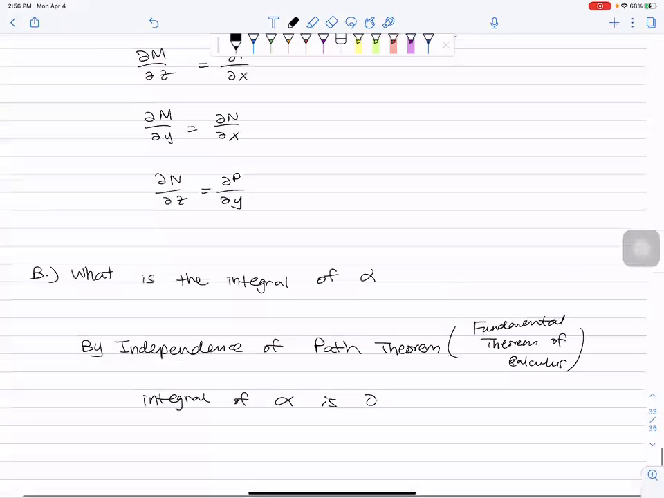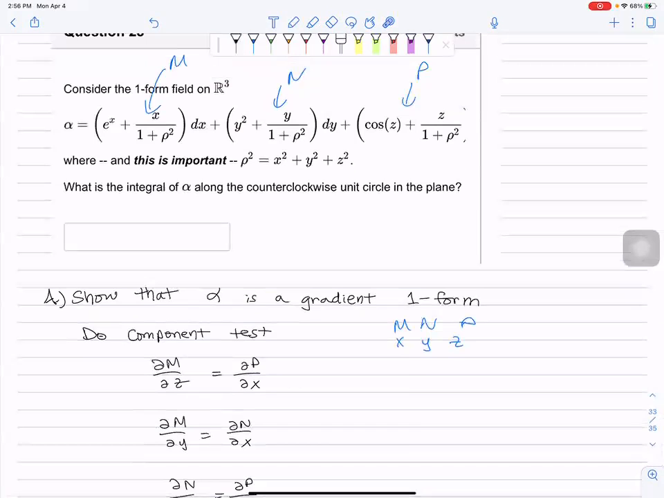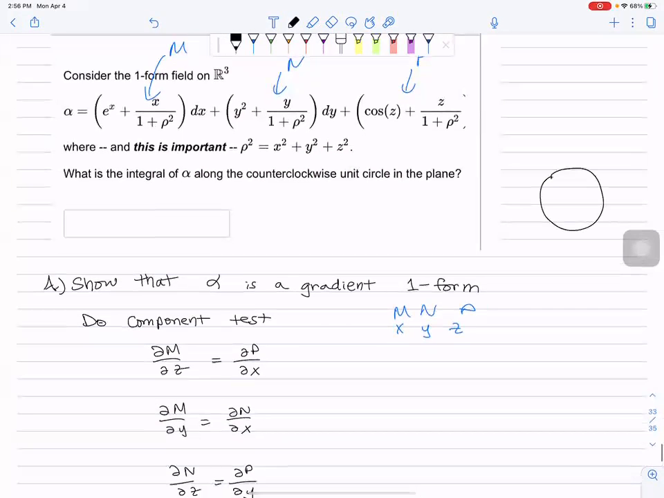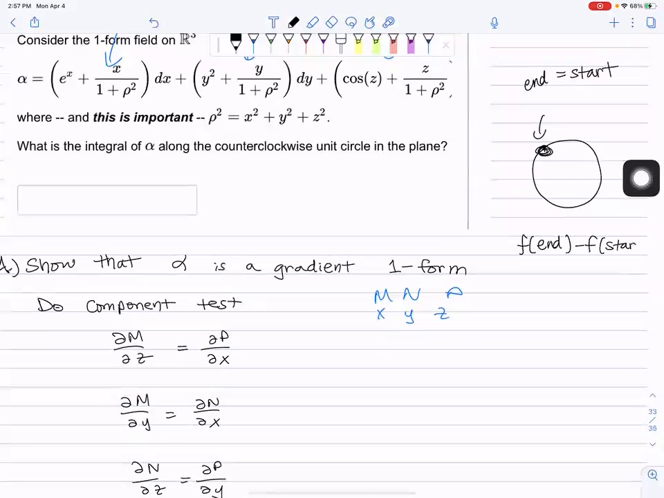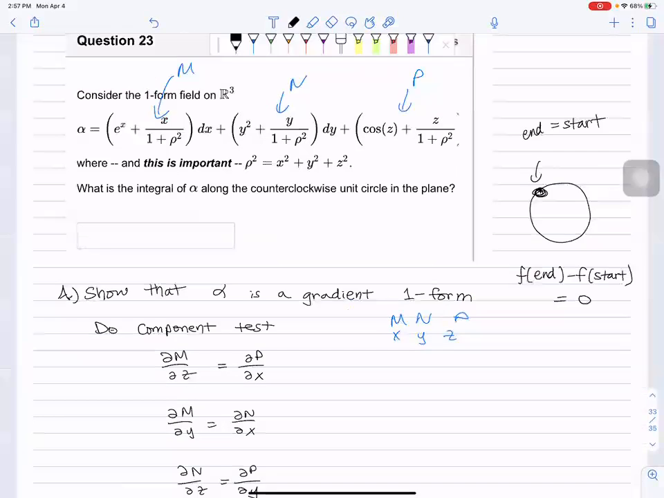The reason is that our curve is a unit circle. They're asking what is the integral of this along some curve, this unit circle curve. The unit circle is a closed loop. If it's a closed loop, that means your ending point equals your starting point. So when you're using the independence of path theorem, we always do f of the endpoint minus f of the beginning point, but then they're equal. So that gives you 0.